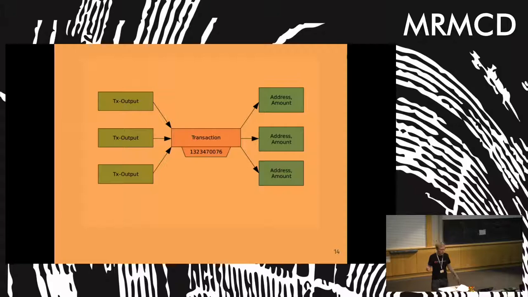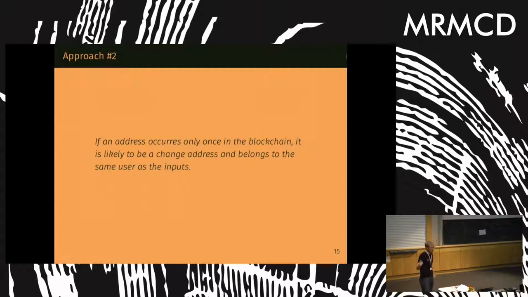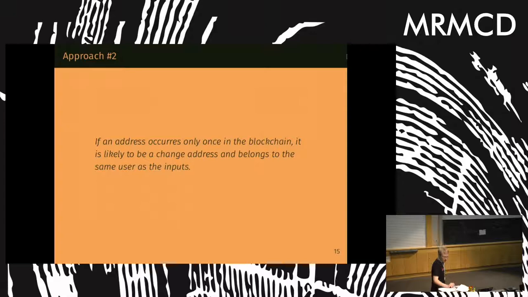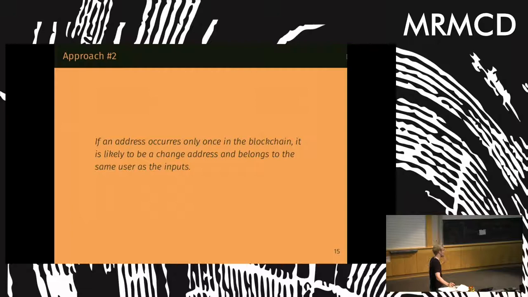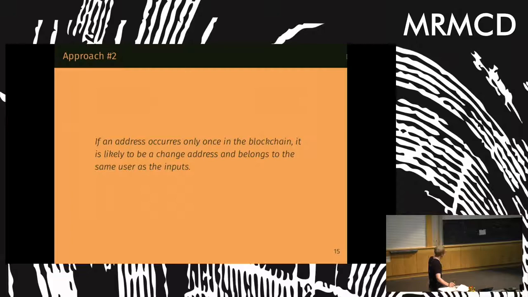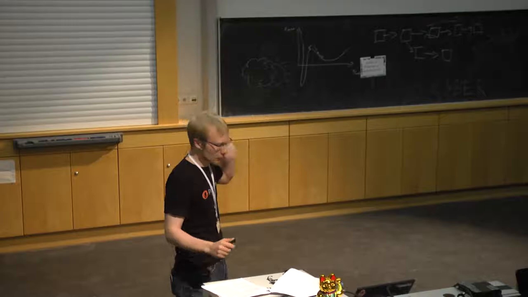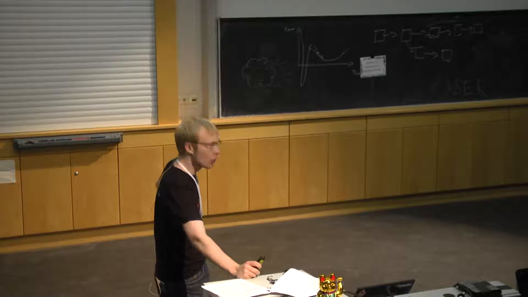So the approach for change addresses says if an address occurs only once in the blockchain, it is likely to be a change address and belongs to the same user as the inputs. Utilizing this, I also have data for that by Ms. Meiklejohn here. This again cuts down the number of identities by a factor of two-thirds. So we have halved the number of potential identities, potential persons in the blockchain, with the first approach, and after applying our second approach here, we're down to one-third of what remained from that, which is a pretty solid measure.